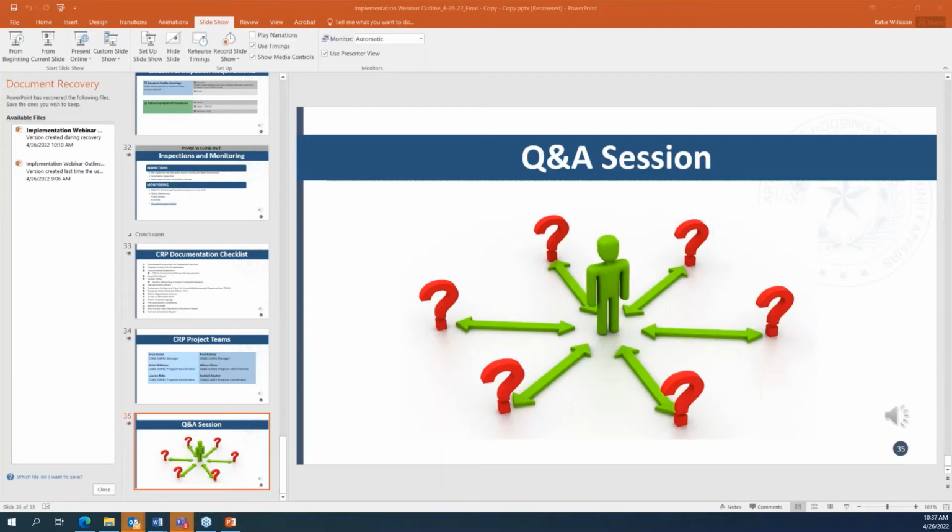And this question is about project signage. Will permanent signs be required on the public facilities once the project is complete? No permanent signs are required, just the temporary sign.